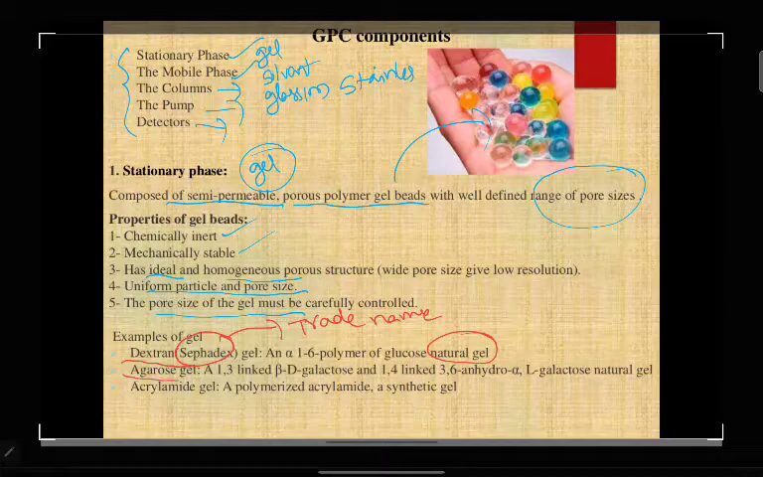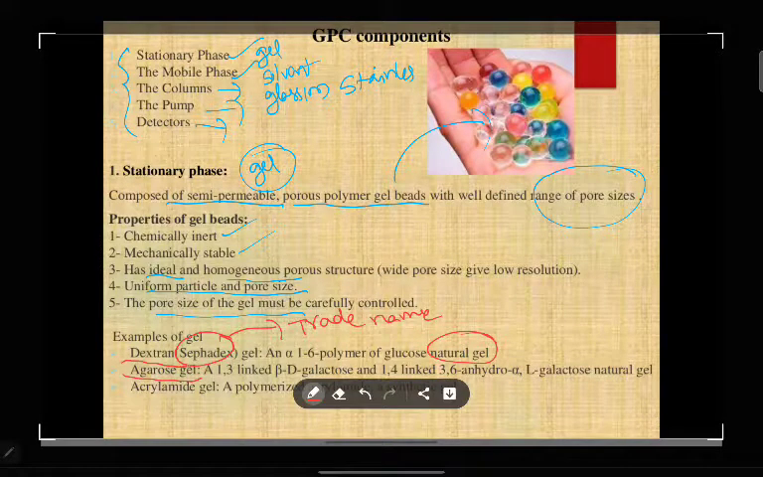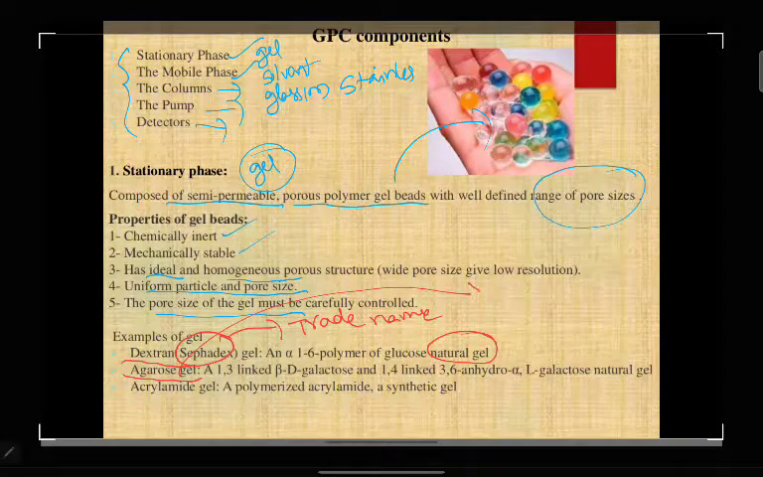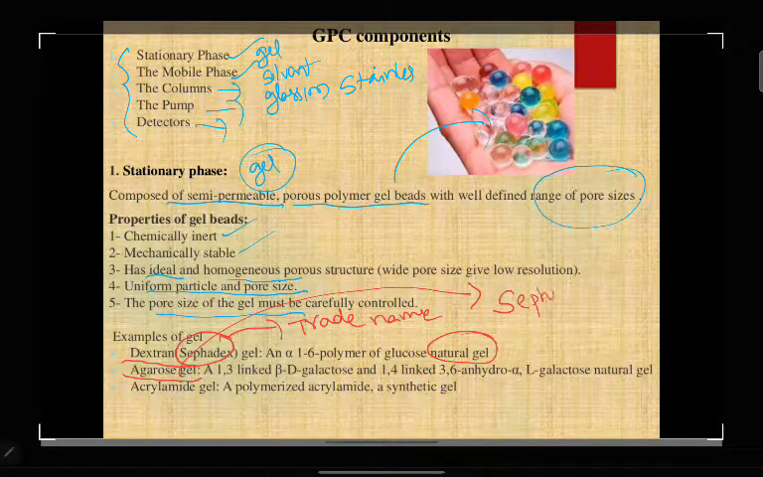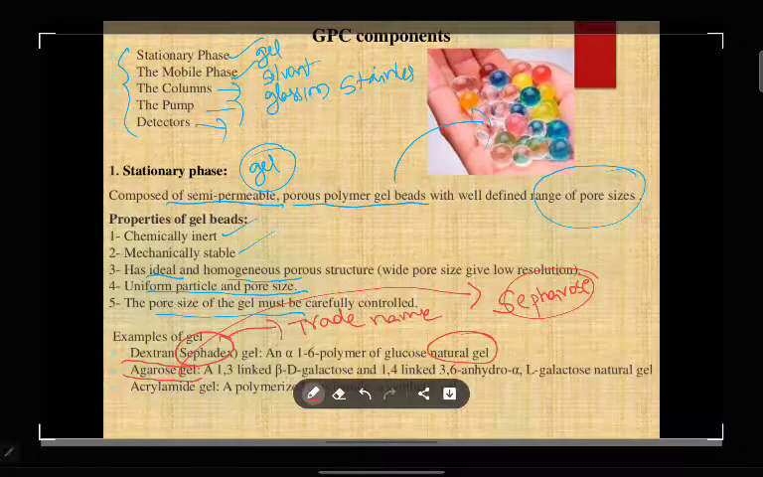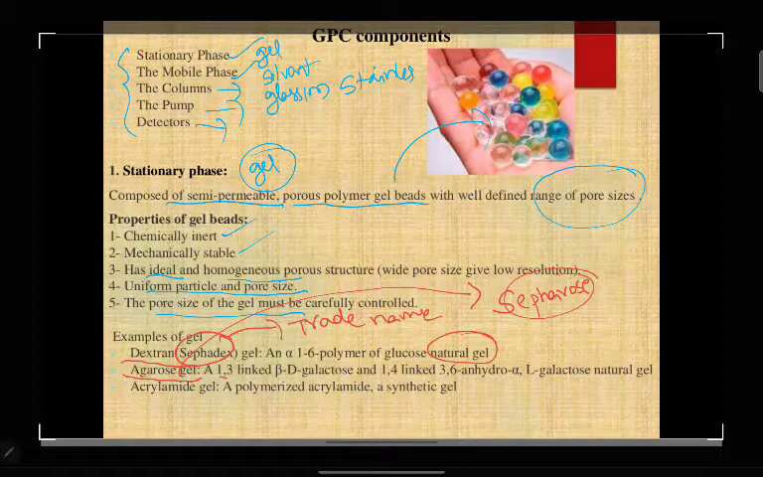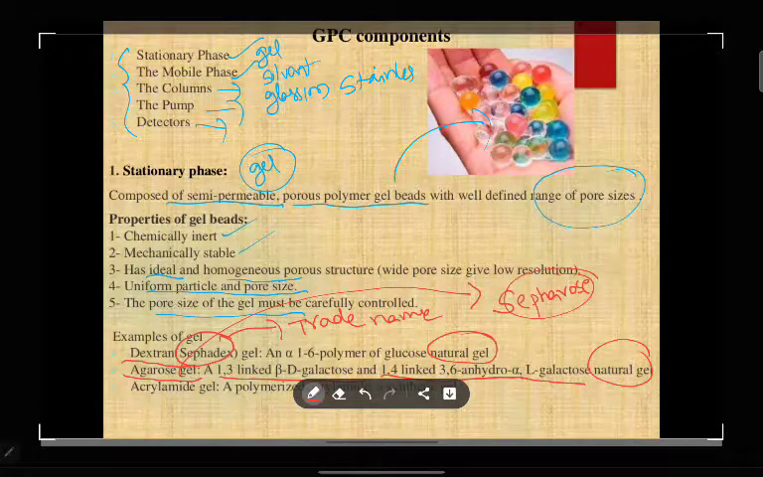Then the second one is agarose gel. Agarose gel is available in the market under the brand name Sepharose. What is agarose gel? It is 1,3 linked beta-D-galactose and 1,4 linked 3,6-anhydro-L-galactose. It is also a natural gel, obtained from a natural source. As you know, agarose is obtained from agar.